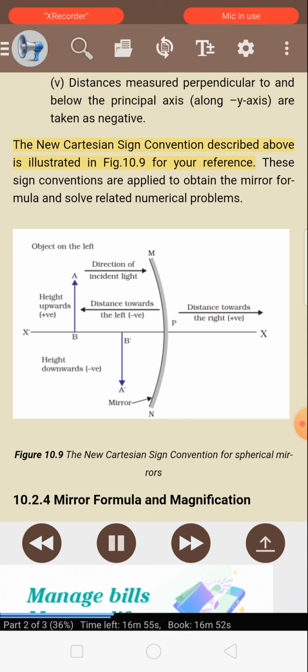The new Cartesian sign convention described above is illustrated in Fig. 10.9 for your reference. These sign conventions are applied to obtain the mirror formula and solve related numerical problems. Figure 10.9 The new Cartesian sign convention for spherical mirrors.